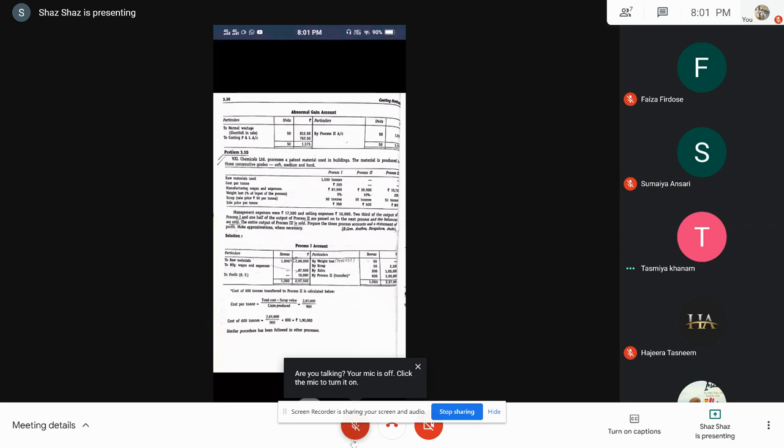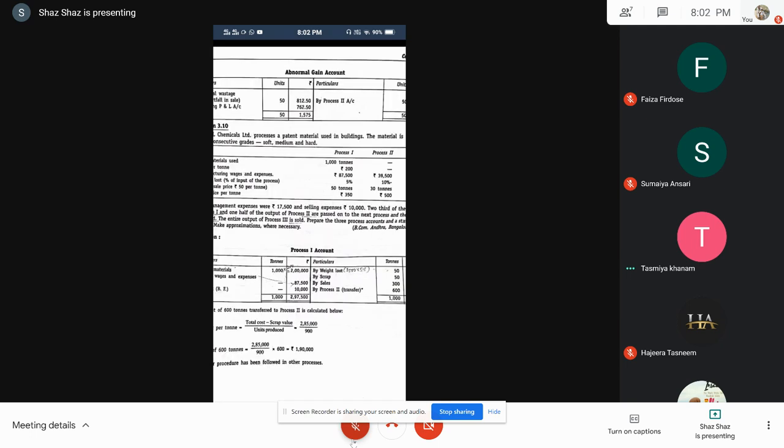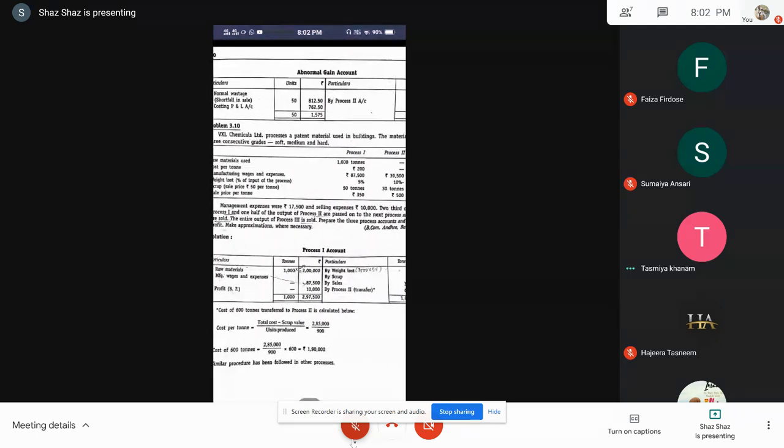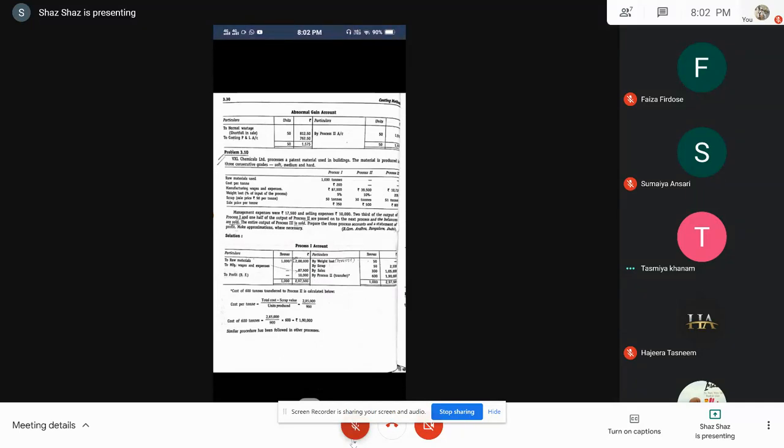Anyway, let's start 3.10. So VXL Chemical Limited processes a patent material used in buildings. The material is produced in 3 consecutive grades: soft, medium and hard. So now they are producing certain materials. Now this particular manufacturing is not in the form of units. It is in the form of tons here. So now they are under processing 3 processes, that is 1, 2 and 3. All right, so now the raw material used for process 1 is 1000 units.